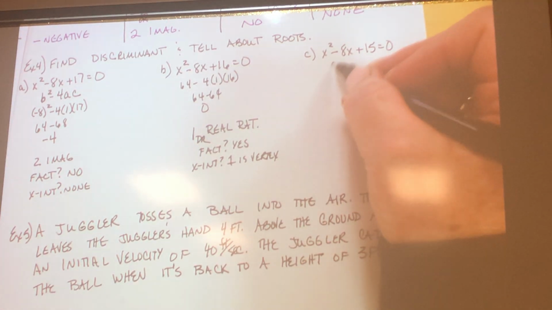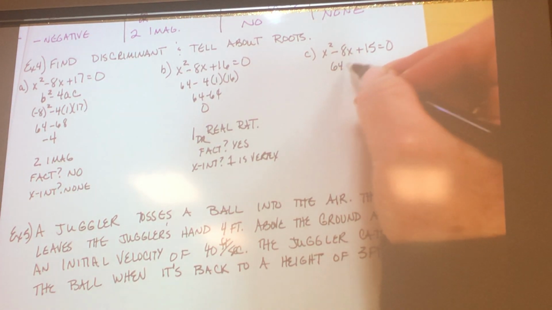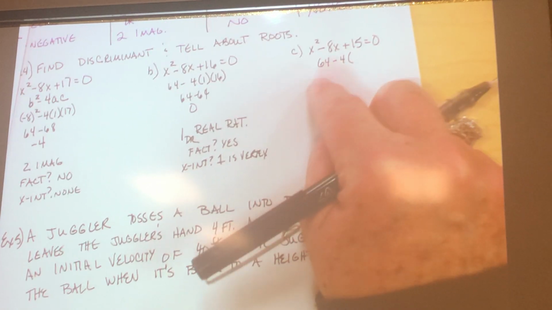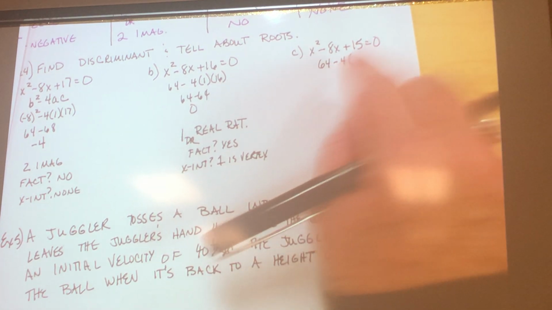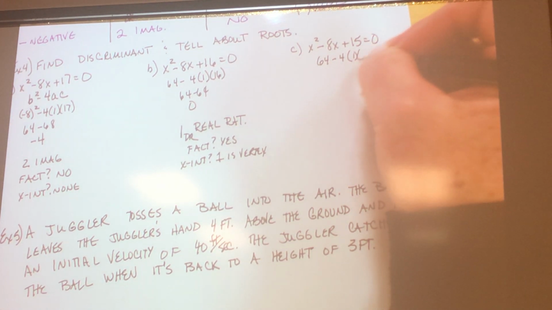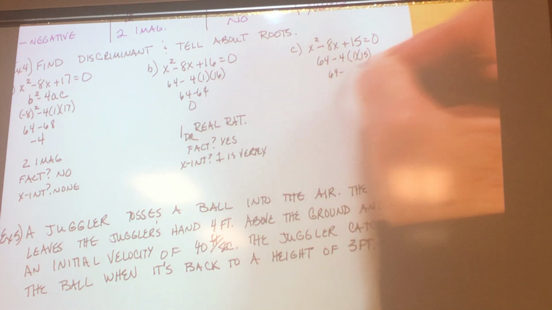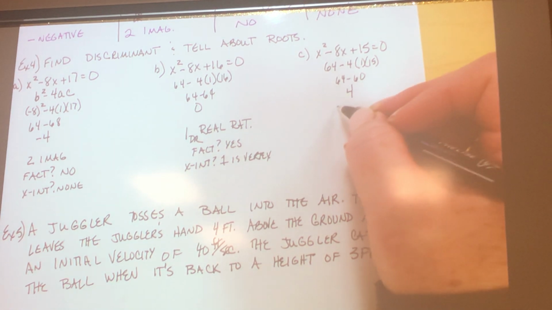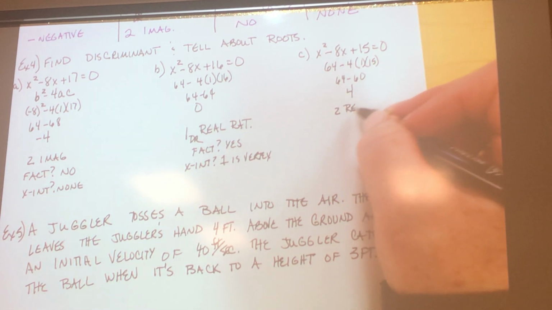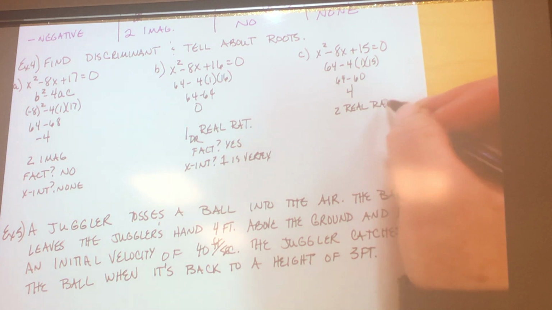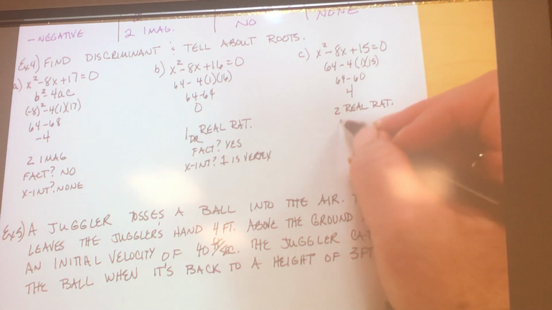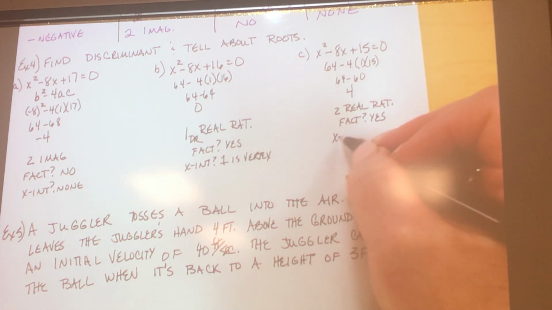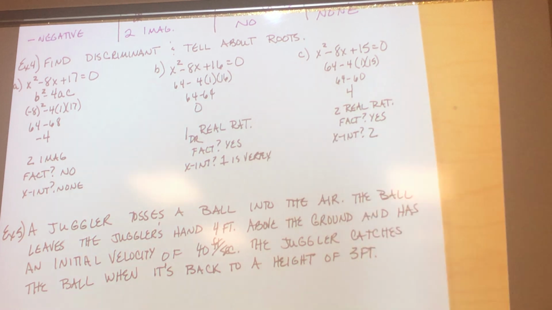So, still the same thing, negative 8 squared is 64 minus 4. Do you see how I take care of that parentheses in the calculator? I square the number, okay? 4 times 1 times 15. So that's 64 minus 4 times 15, which is 60. So that's 4. How many solutions? 2 real rational. Very good. It's a perfect square. So 2 real rational roots. Does it factor? Yes. Beautiful. How many x-intercepts? 2. Very good.